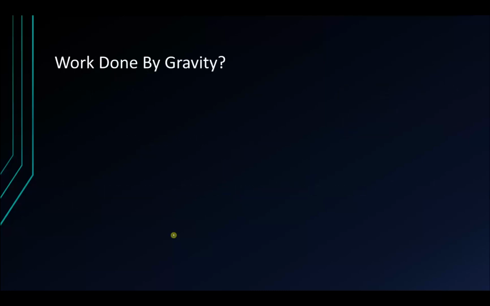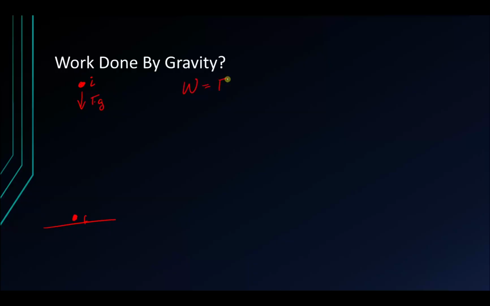Well, what about other forces, right? If there's something special about Newton's second law and work, there has to be something else for other forces, right? So what about gravity? So let's say that we have an object and it is dropped from rest. The only force acting on this object is the force of gravity. So let's figure out the work done here.